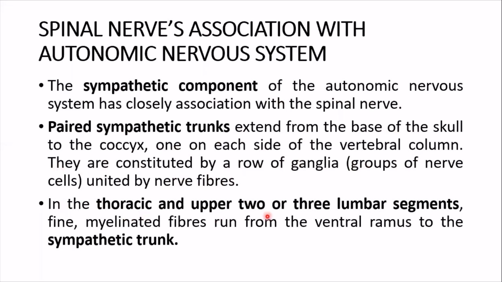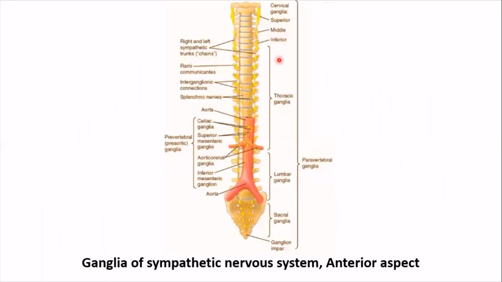In the thoracic and the upper two or three lumbar segments, of course, this is the thoracolumbar outflow of the sympathetic system. Myelinated fibers run from the ventral ramus to the sympathetic trunk, right? These are the white rami communicantes. So these are the paired sympathetic ganglia on each side of the vertebral column, extending from the base of the skull to the coccyx. So this is a point.